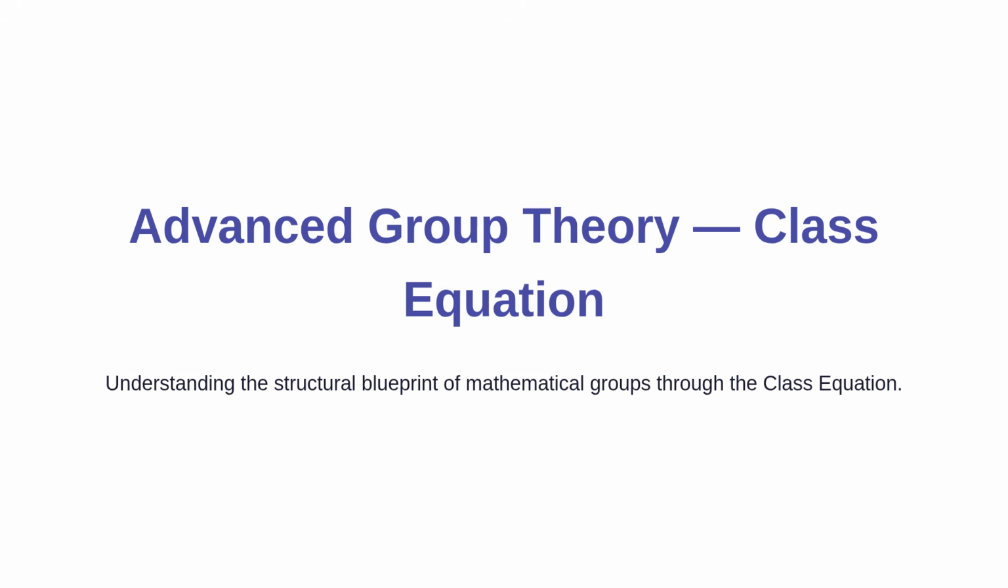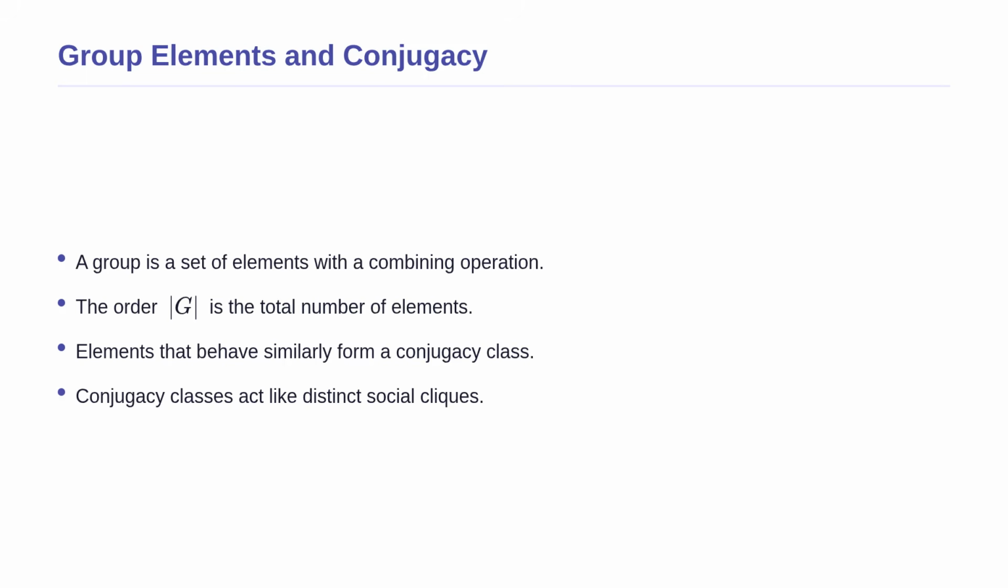Let us dive in. To begin our journey, let us think of a group like a large high school. In this school, students form distinct social cliques or friend circles. In group theory, we call these cliques conjugacy classes. Elements in the same conjugacy class behave in a fundamentally similar way. By grouping elements that interact similarly, we can start to break down the total order of the group, which is simply the total number of elements it contains, into smaller, distinct parts. This makes analyzing the entire group much easier.